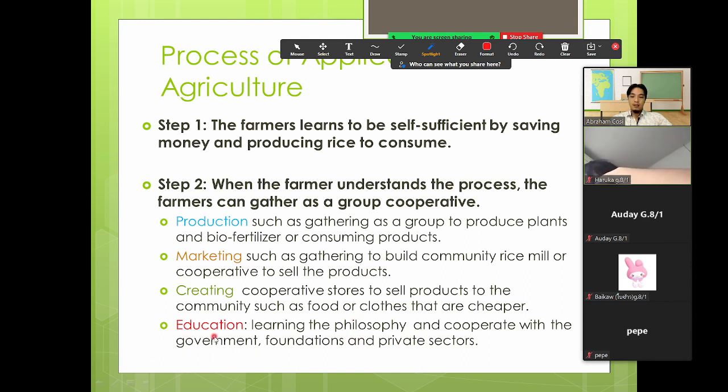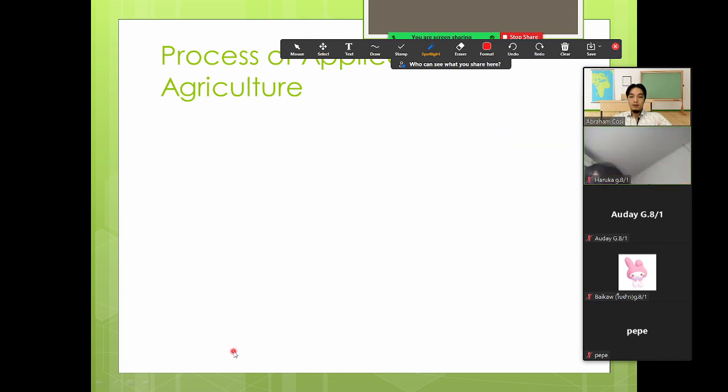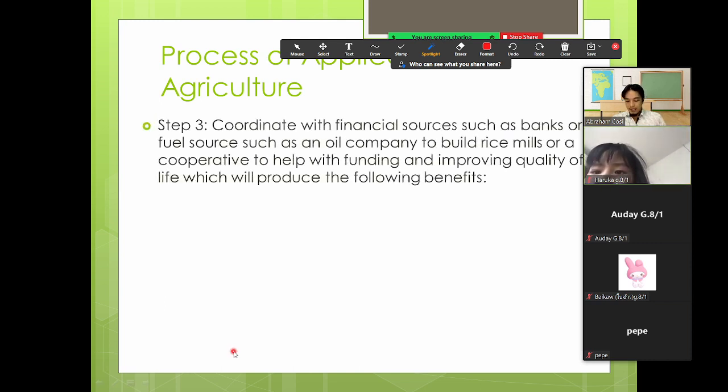So again, if you know the philosophy, you are educated, you will be able to manage your resources, and of course you can also cooperate with the government and other foundations and private sectors. So we have the last step in there, which is step 3, coordinate with financial resources.